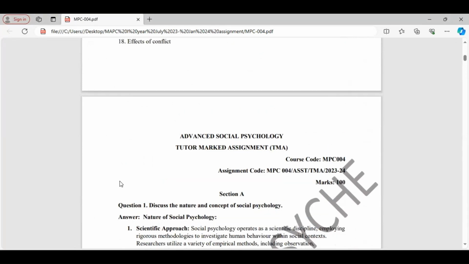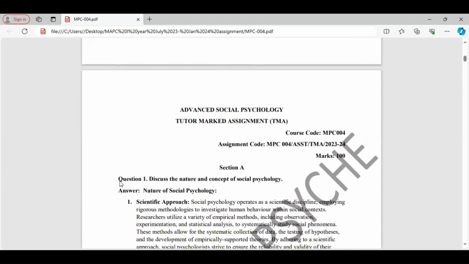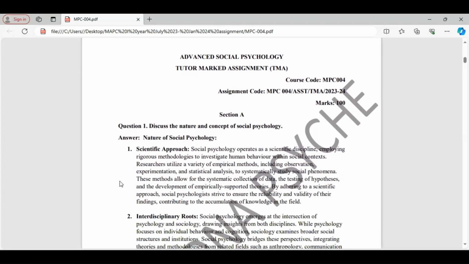Question 1. Discuss the nature and concept of social psychology. Here we'll discuss two things. First the nature and then the concept, and both we'll study point-wise. So first of all, the nature.